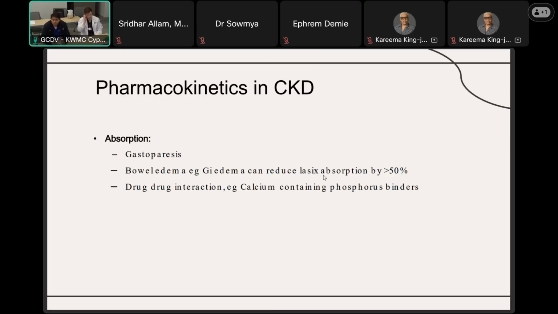So in patients who have nephrotic syndrome, cirrhosis, congestive heart failure, volume overload can affect how these medications are affected. Not directly a kidney effect, but because of the edema or the disease in kidney. And then there is potential for drug-drug interactions.